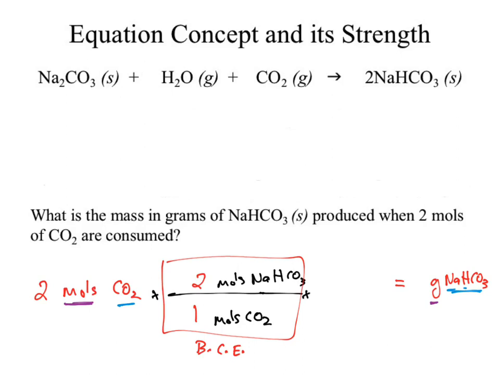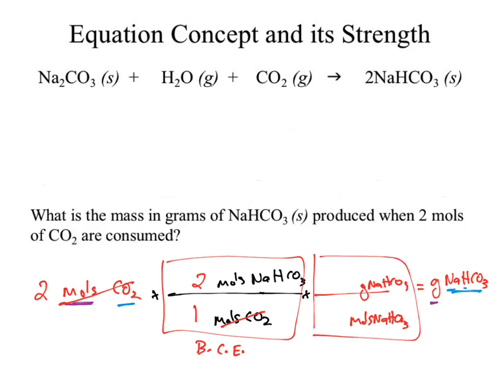What unit would I now have? Moles of sodium hydrogen carbonate. Is that what I want for an answer? No. So moles of sodium hydrogen carbonate needs to be in the denominator so that it cancels. What shows up in the numerator? Grams of the sodium hydrogen carbonate. Where is that found? Periodic table, where we just add them all up. So 23, 24, 36.